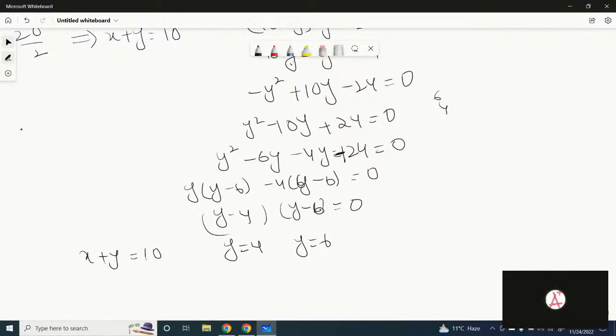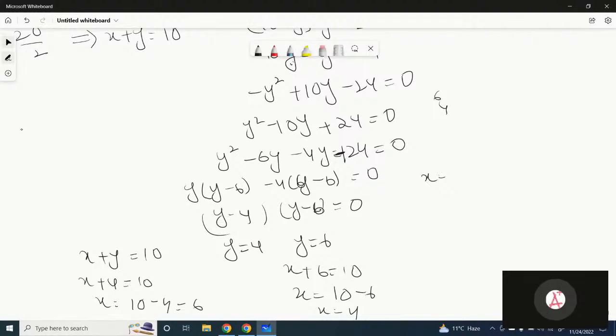Replace the y with the value. It would be x plus 4 equals 10. So x has the value 10 minus 4. 10 minus 4 is 6. That means when y equals 4, x is 6. Then x plus 6 equals 10, so it would be x equals 10 minus 6. It is 4. So when x equals 4, y is 6.